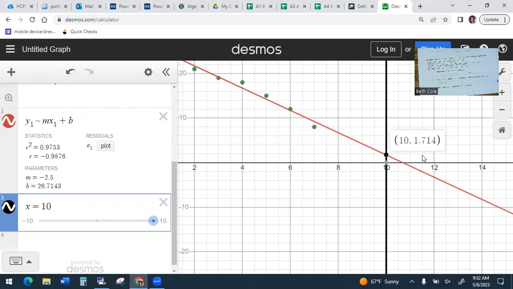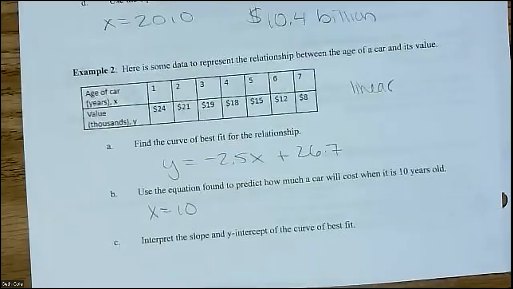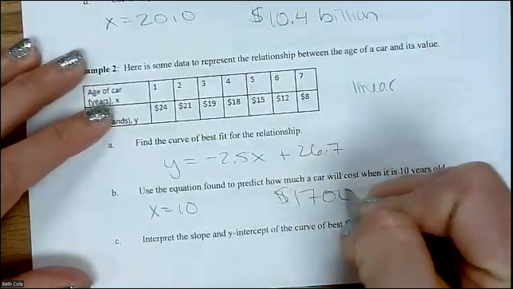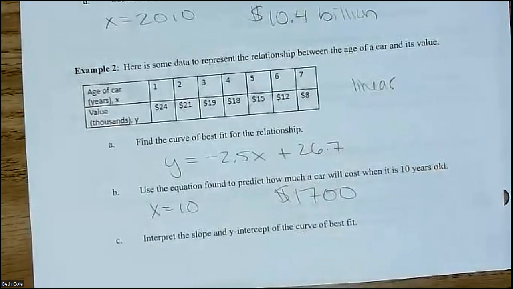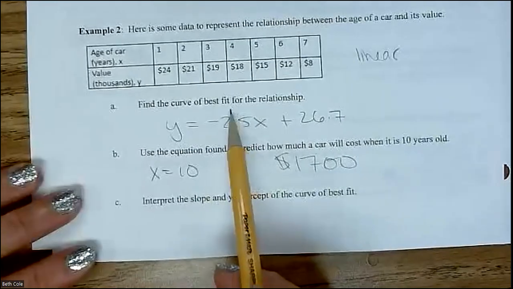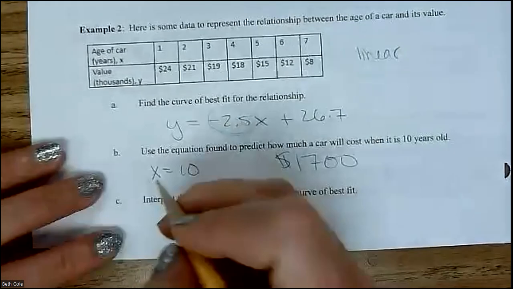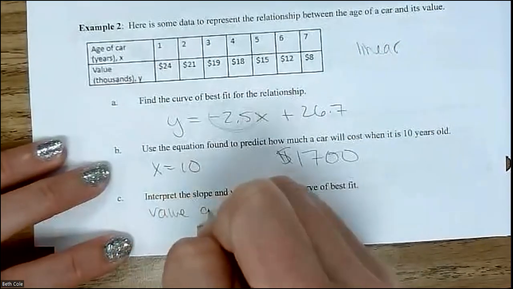Now, the car doesn't cost $1.7. I think it was in thousands. Yeah, so $1,700. Because it says it's in thousands, so it's not 1.7, it's 1,700. So interpret the slope and y-intercept. Let's do the slope first. Is it positive or negative? Negative. That means the value goes down.